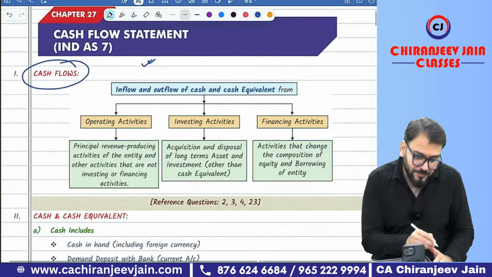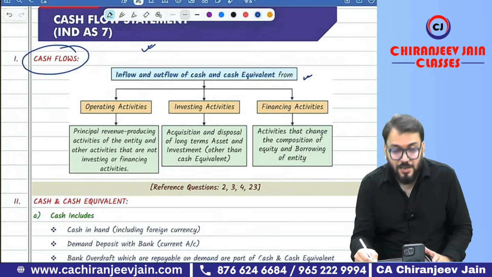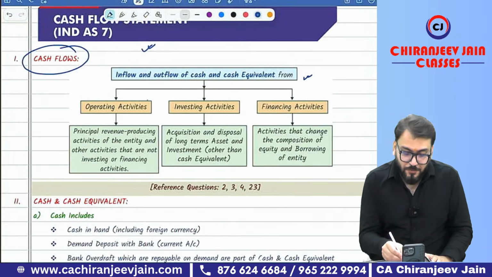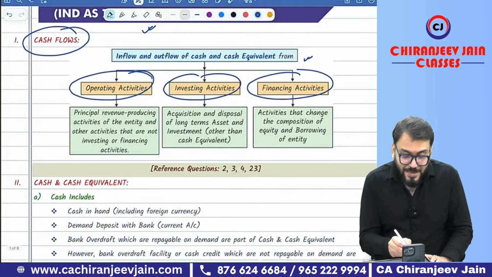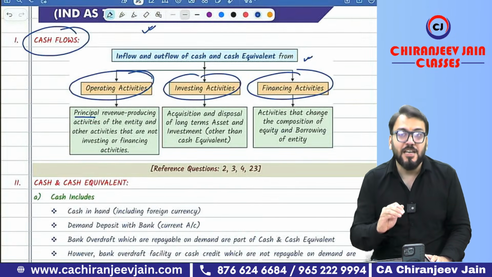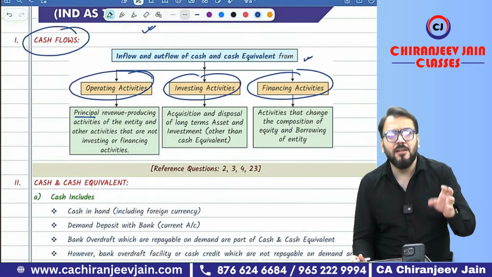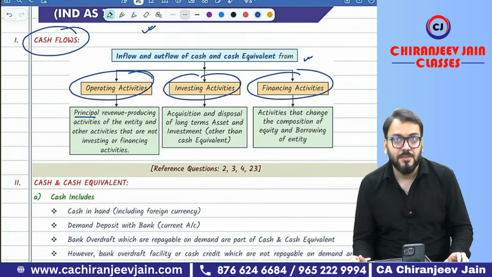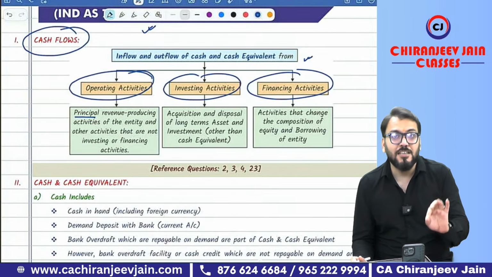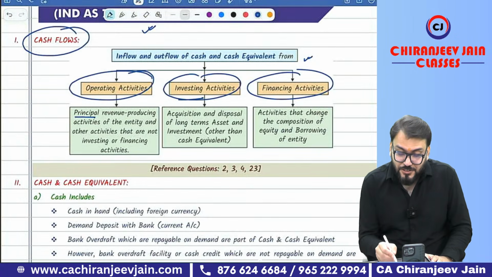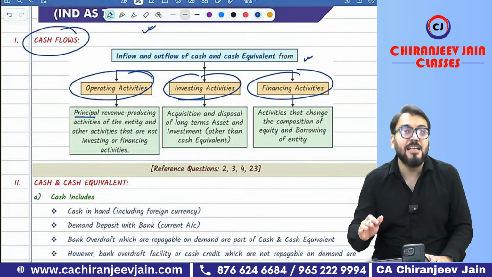Now cash flow statement means what? What do you mean by cash flow? Cash flow means inflow and outflow of cash and cash equivalent from three activities: operating, investing and financing activities. What are operating activities? Any principal revenue producing activities. You know about revenue: any income from ordinary activities is revenue. So any principal revenue producing activities will be operating activities. Investing means what? Acquisition and disposal of long-term assets as well as investments other than cash equivalent.